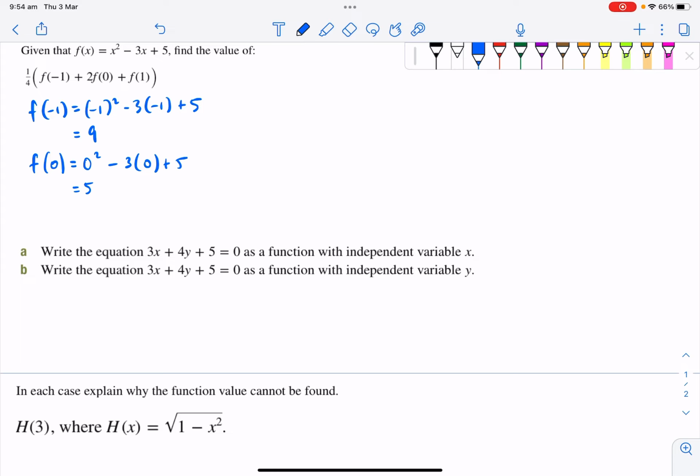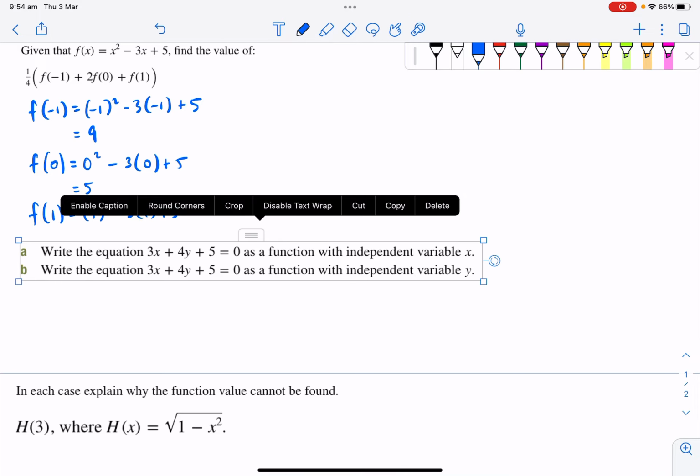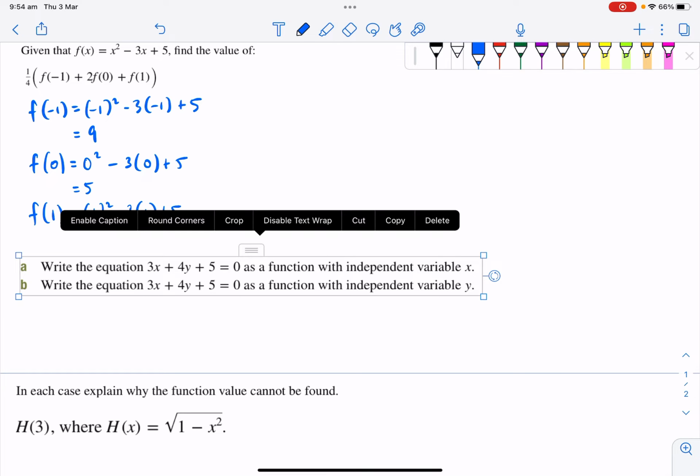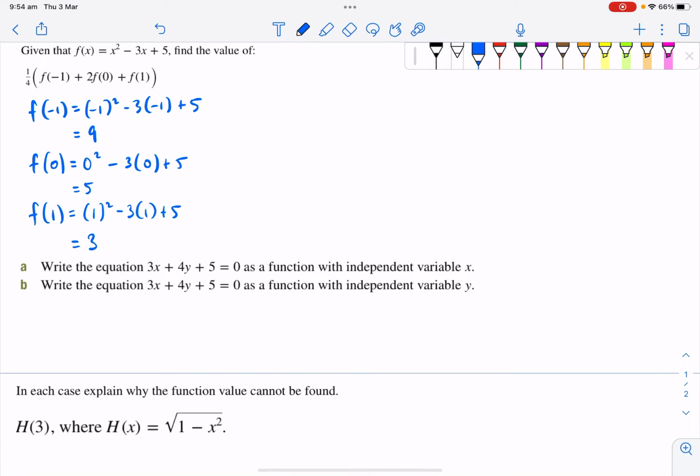And then finally, we're going to get f of 1. So f of 1 equals 1 squared minus 3 times 1 plus 5. 1 minus 3 is negative 2, plus 5 is positive 3. So that there is 3. Now that I've got those answers, I need to answer the actual question.